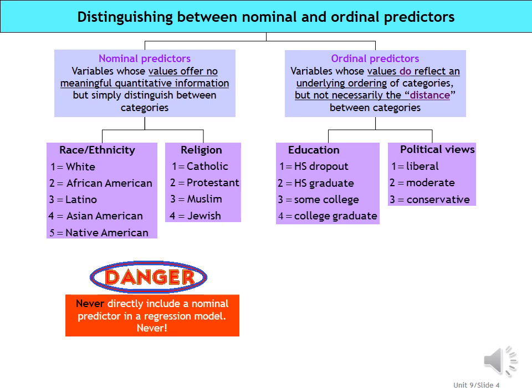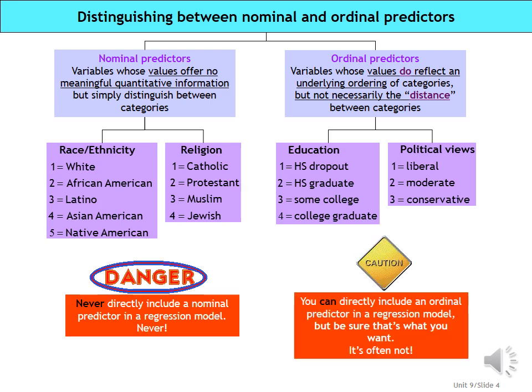If there is research that used nominal variables as predictors in a regression model, it's wrong. Trash it. But on the other hand, we can use ordinal predictors in a regression model, but be sure that's what you want. It's not often. We mostly include continuous variables in regression models. But as we saw last week with the dichotomy, there are cases where we would like to see the effect of ordinal variables on the regression model, and then we can do that.